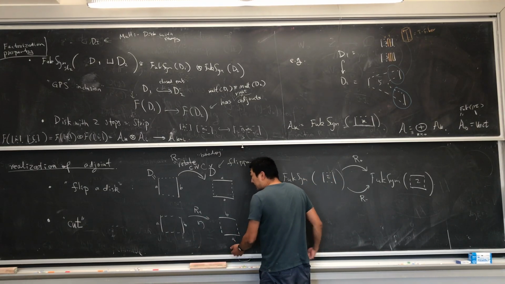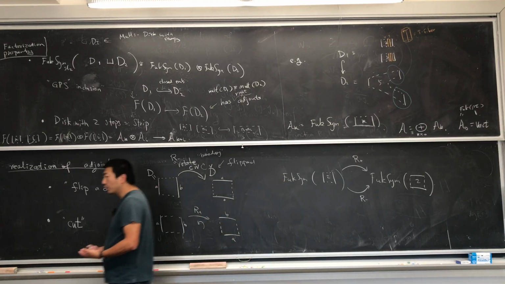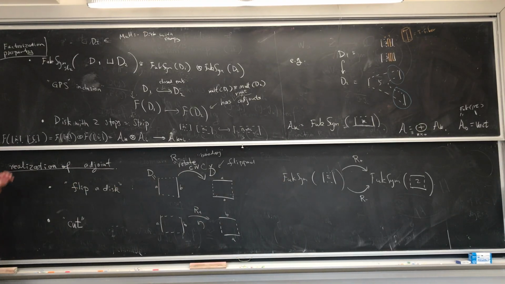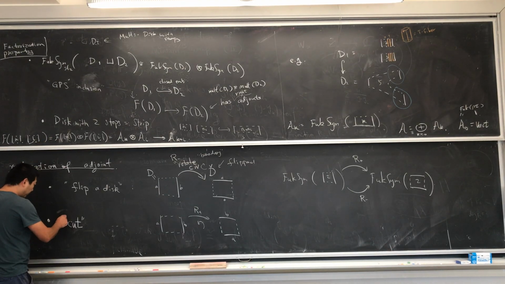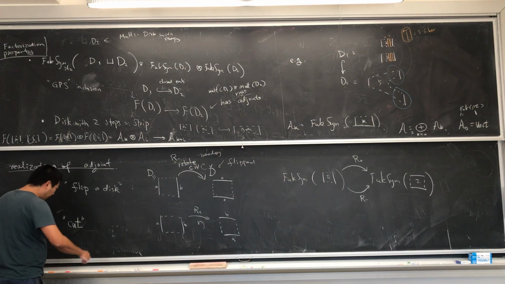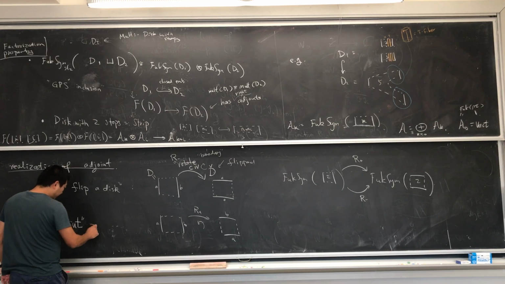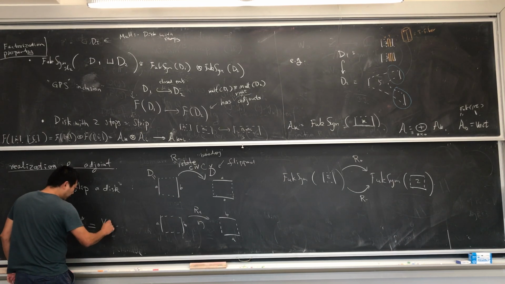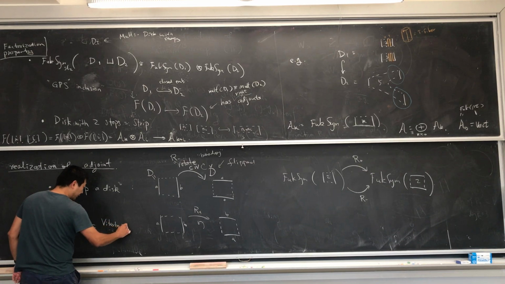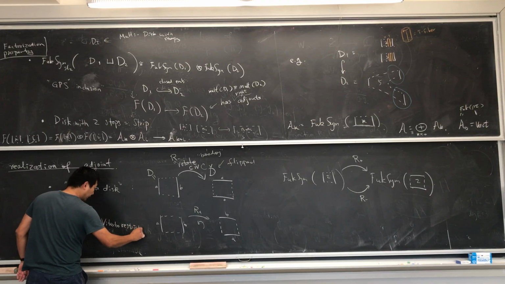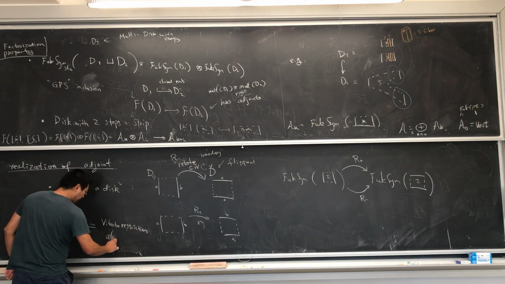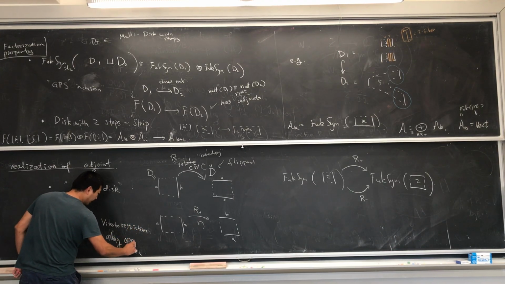So this cut is in some sense dual to the GPS inclusion under closed embedding. This cut, if you wish, is the Viterbo restriction along open embedding.